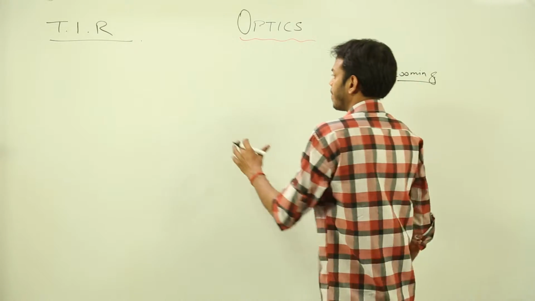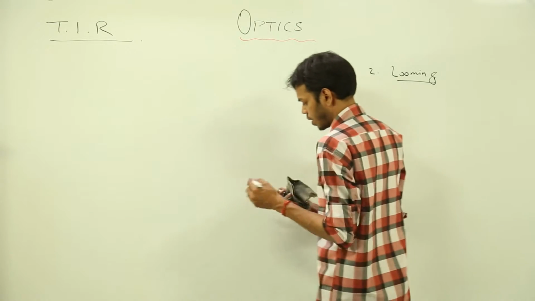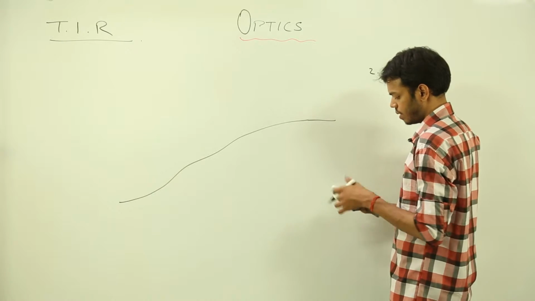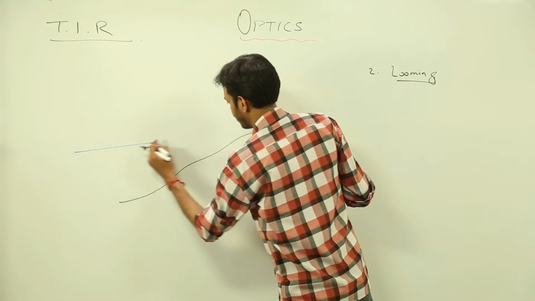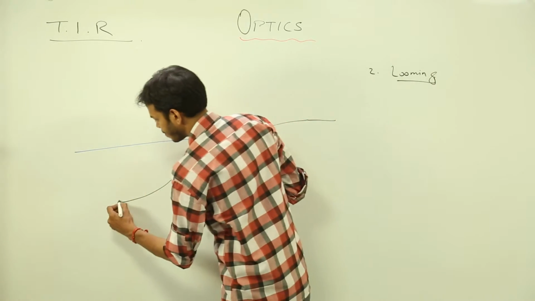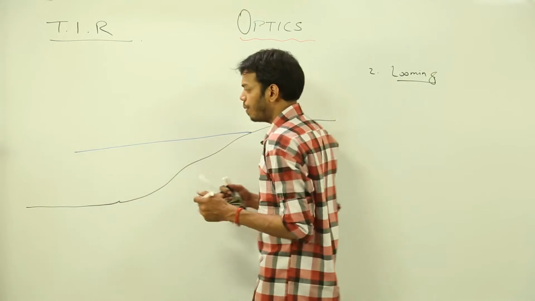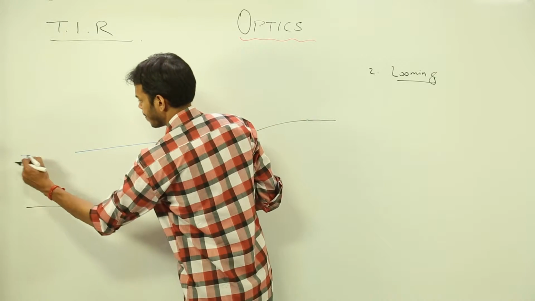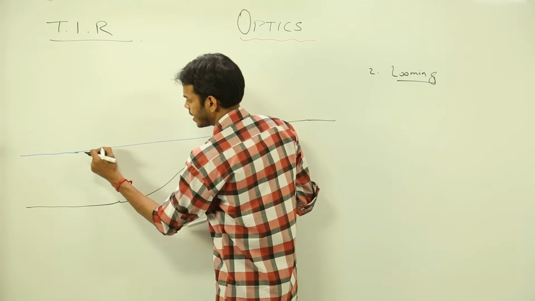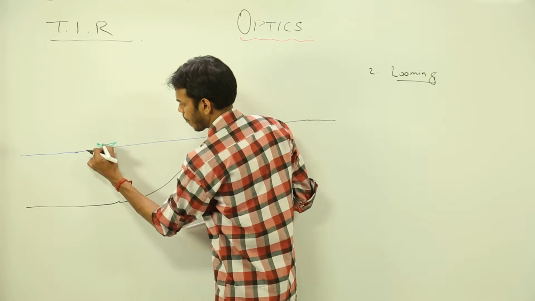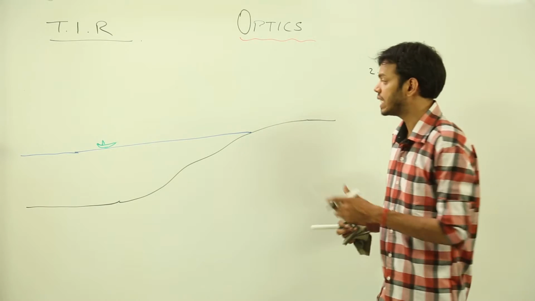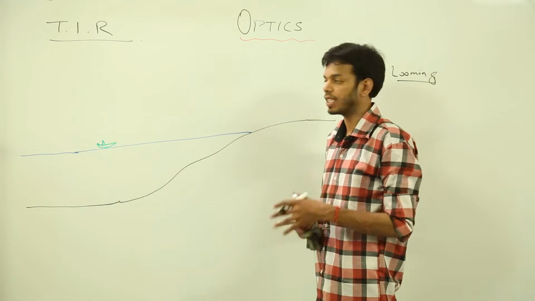During the daytime, suppose this is my seashore, okay, this is my coastline, and this is the water level. This much is the water level, this is the seashore, okay. Now I have a boat here. Let me mark a boat here. This is my boat, small. Exactly opposite to what we just studied in the mirage effect.